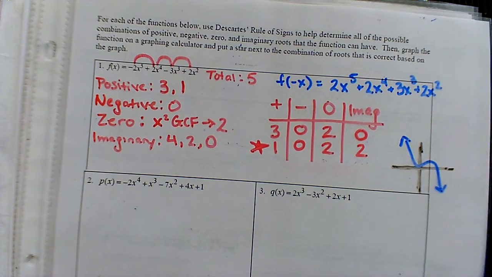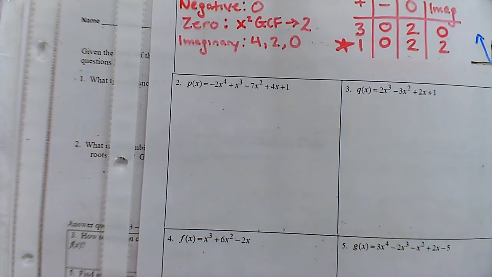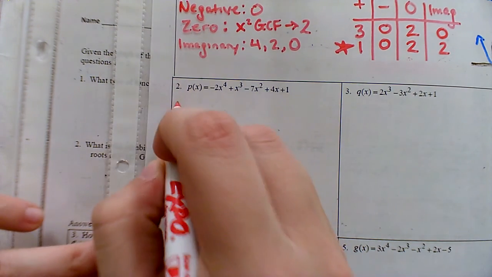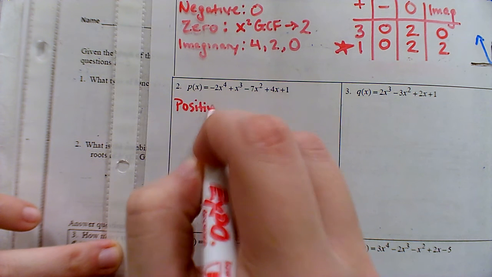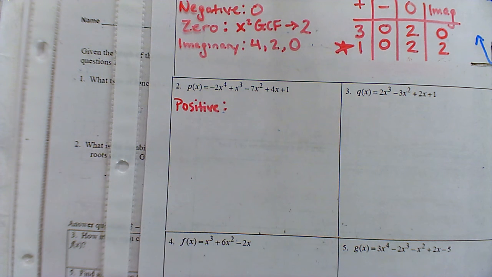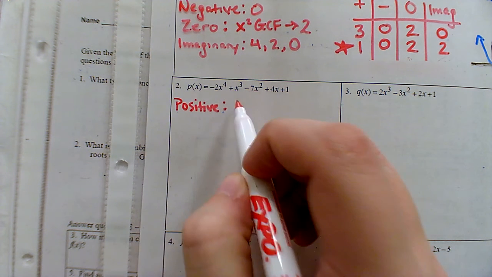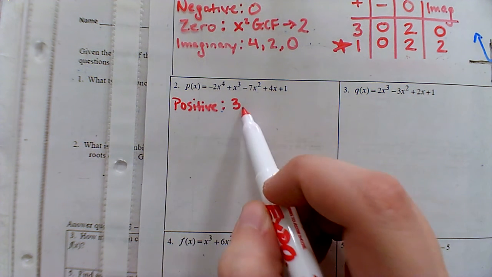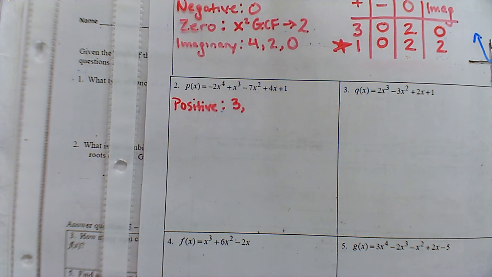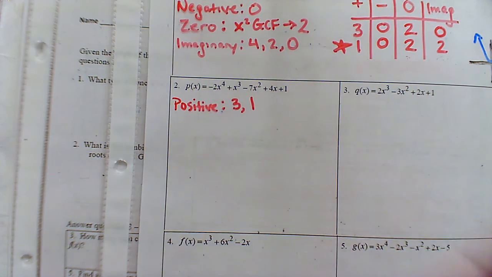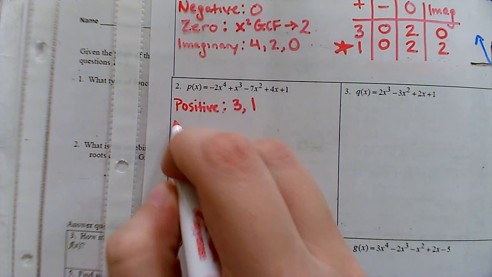You ready for another one? Give it a shot. Let's go ahead and list our possible number of positive x-intercepts. Look at the sign changes. How many do you have? Alright, so maximum amount of 3, but what's another possibility? 1. Good. Let's go ahead and figure out the negatives.